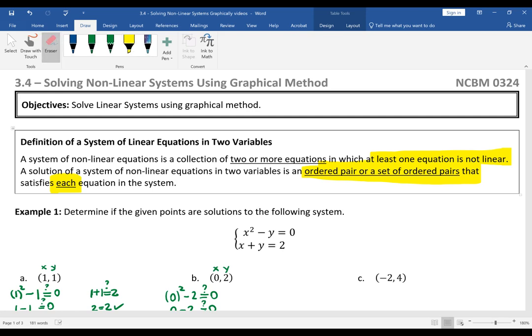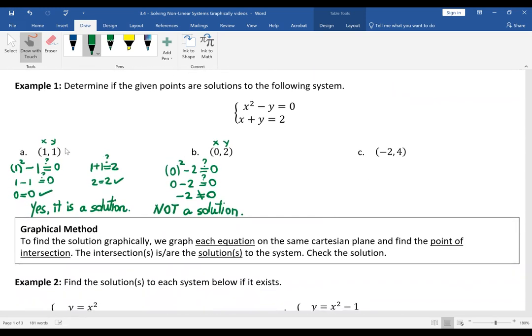So I repeat, a solution is an ordered pair or a set of ordered pairs that satisfies each equation in the system. So let's check the first example. Determine if the given points are solutions to the following systems. Since part A and part B are also solved in the PowerPoint, I'll explain only part C. We have the point -2, 4.